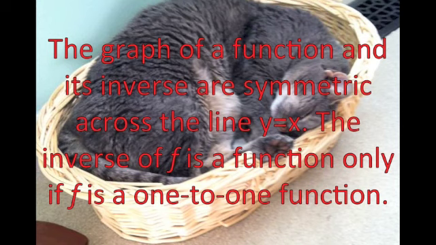Alright, so in an inverse function, the graph is symmetric across the line y equals x, the function and the inverse. And the inverse of f is a function only if the original function is a one-to-one function.